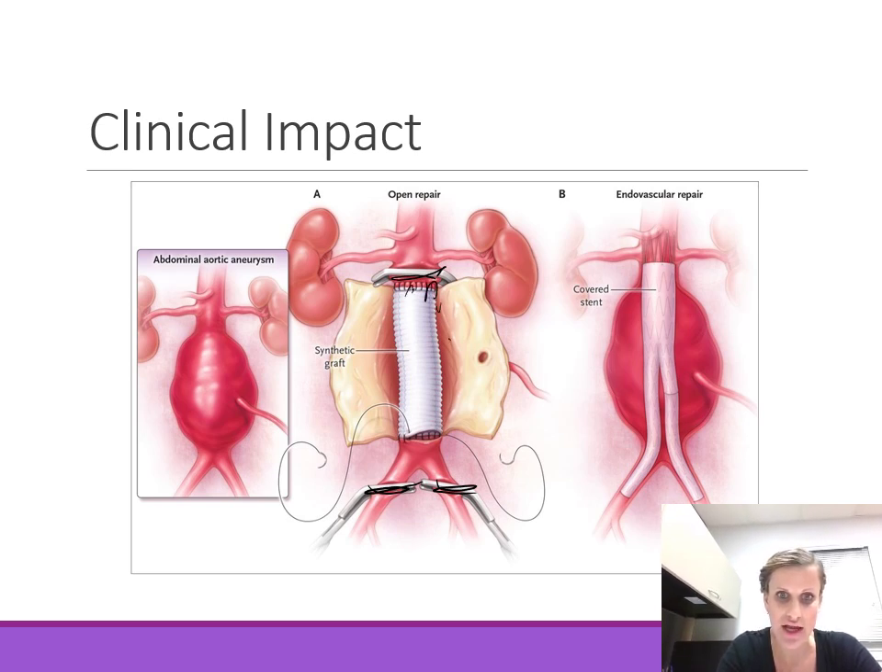You see that it's attached on either side, and then the wall of the vessel would be restitched around that. This is the endovascular repair. The stent is just placed inside the vessel to go through the area where the aneurysm was previously.